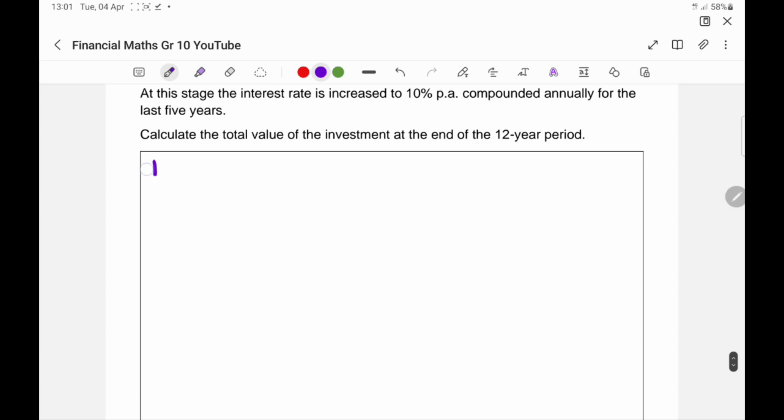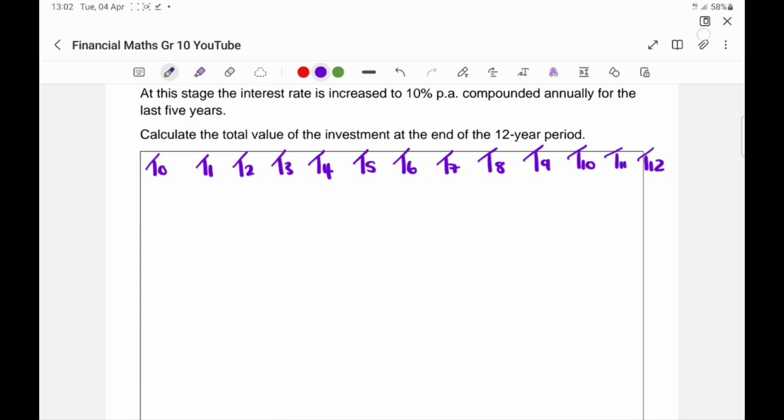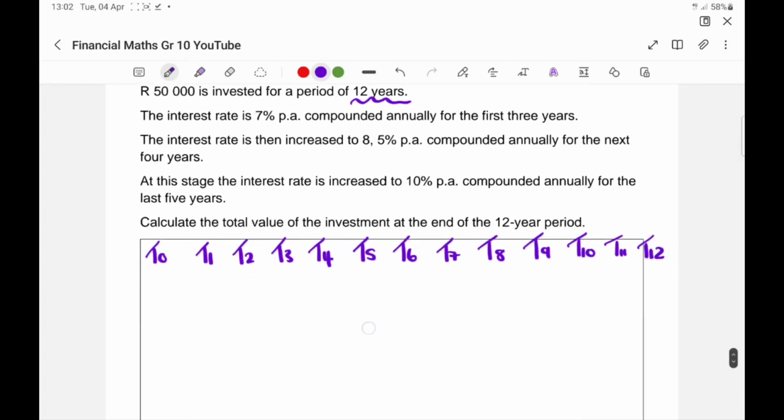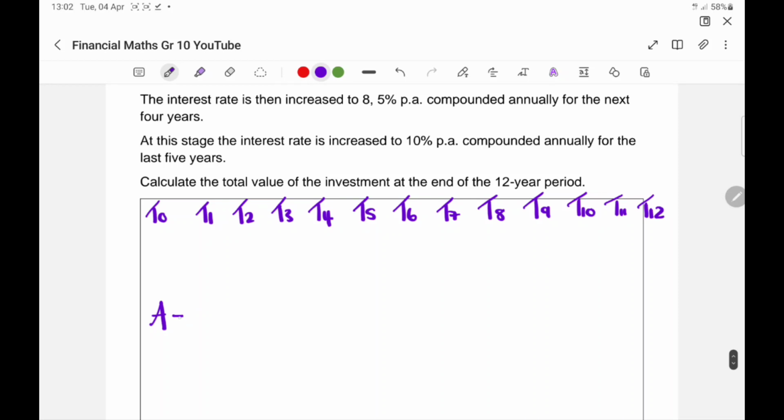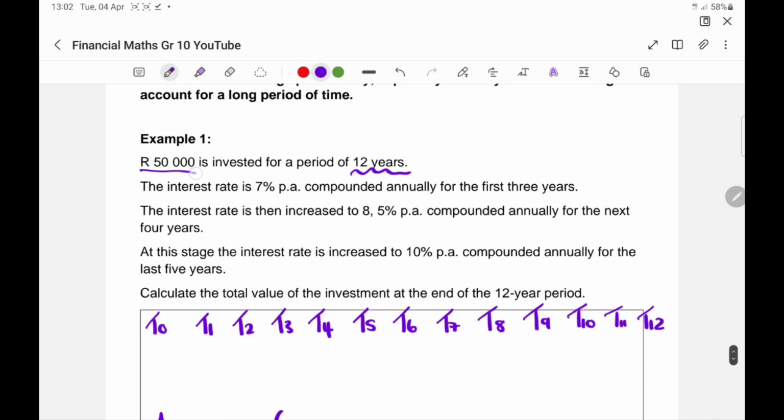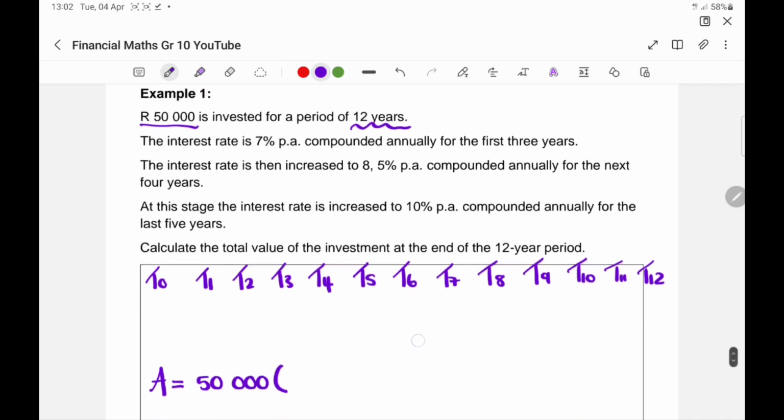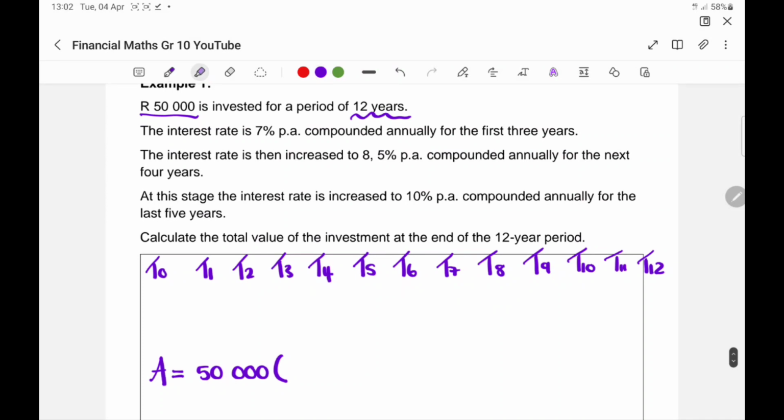Okay, so we're going to start. We're going to do a timeline to help us visually represent our question and to help us with our answer. And term 12. Okay, so let's go fill in the missing information. We know that A is equal to 50,000 because that's what was originally invested. And then I'm going to highlight the different stages of the interest.